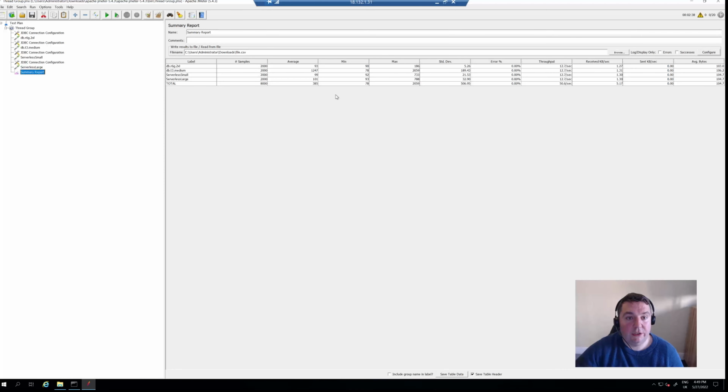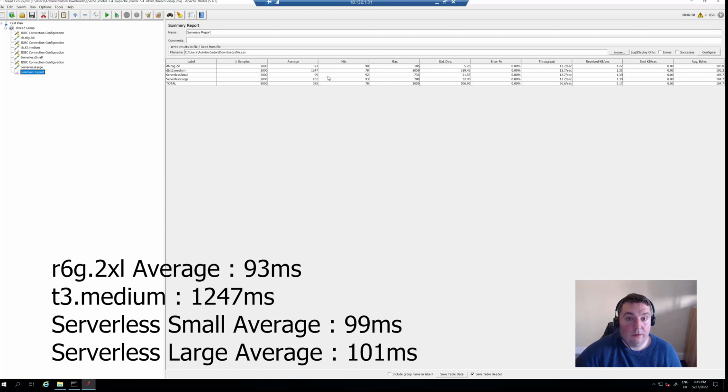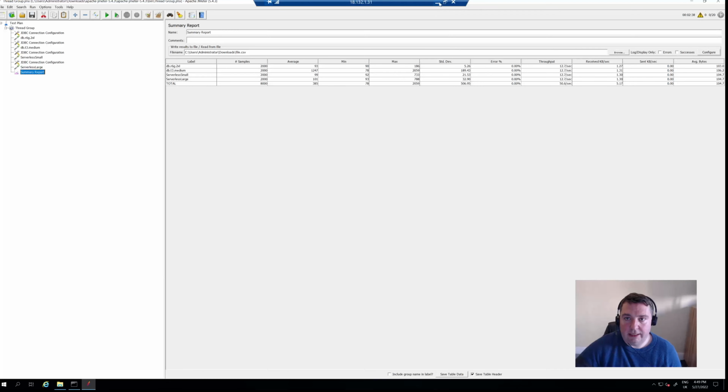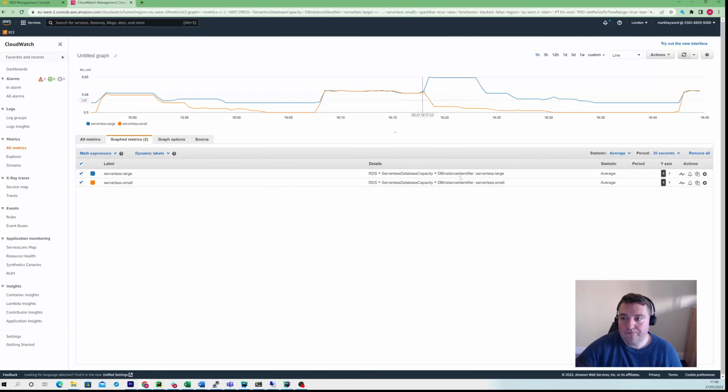Okay, that is 2,000 samples run on each of the databases. Wow, we can see that on average, the serverless instances were getting around 100 milliseconds per query. Pretty much forget about the T3 medium now. The 2XL database was still a little bit faster than the 2 serverless instances. So let's have a look at the ACU count.